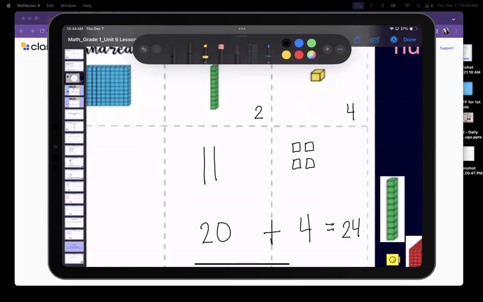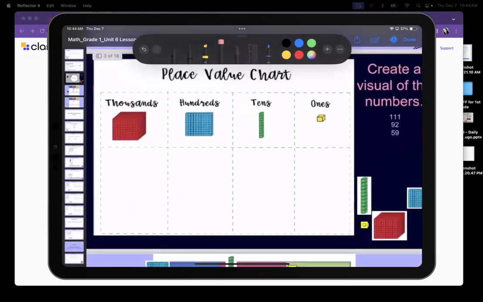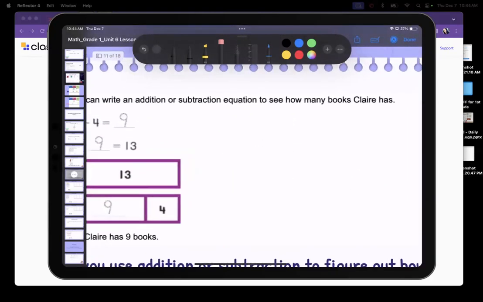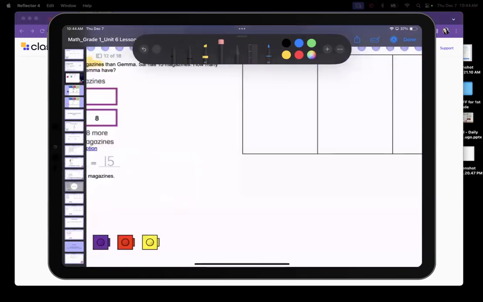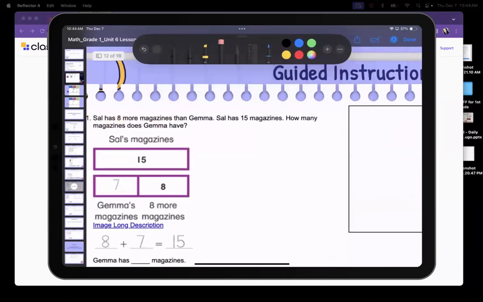Nicely done. Another time we'll choose a magic number that goes to the hundreds. Let's see what time it is. Not today because we have to keep going. So today we're going to do our addition. We have our addition numbers, our number sentences. We have word problems today.